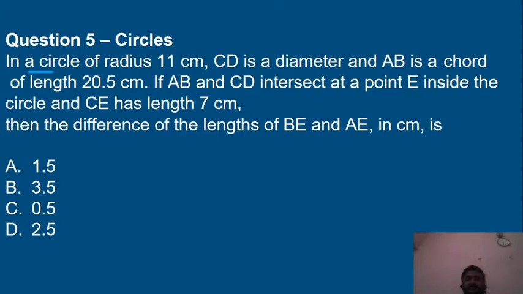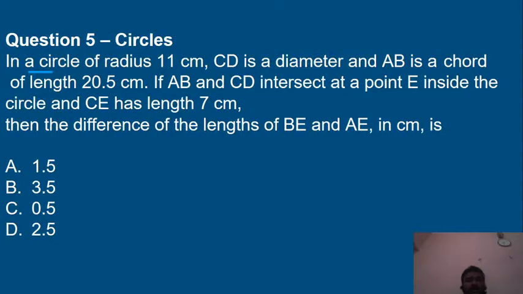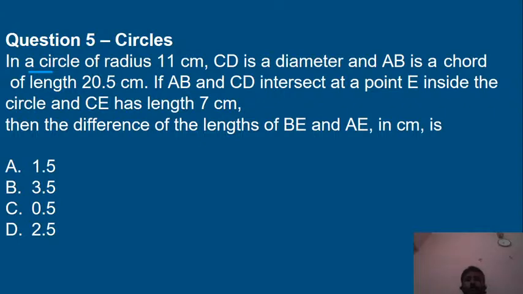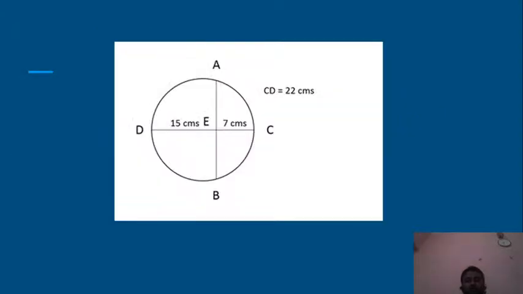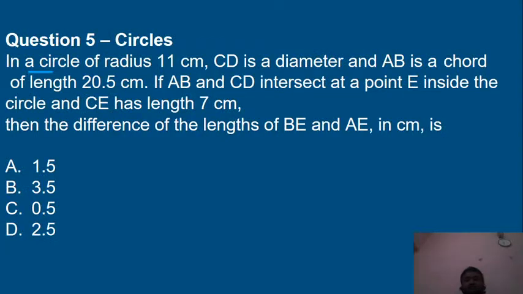If AB and CD intersect at point E inside the circle and CE has a length of 7 centimeters, then the difference of the lengths BE and AE in centimeters is? So guys, this is the rough figure which I have drawn. You can see the diameter is CD and AB is a chord that has a length of 20.5 centimeters. CE has a length of 7 centimeters, so I put CE as 7 centimeters and 11 centimeters is the radius. So the diameter is 22.